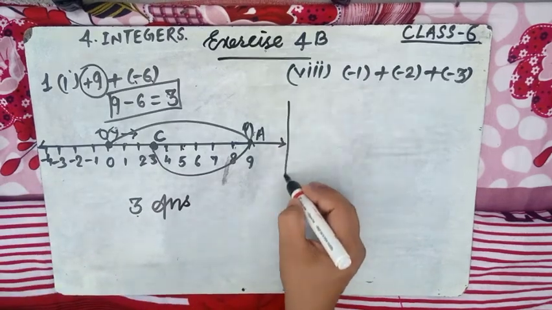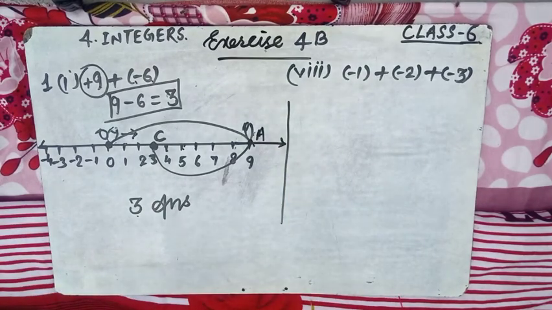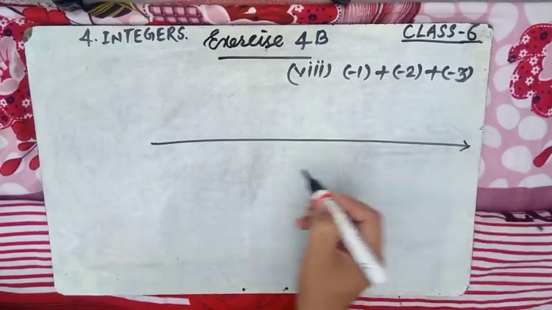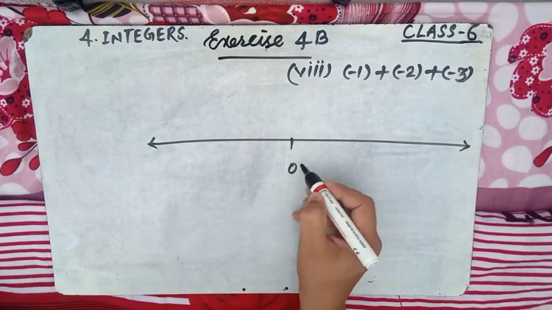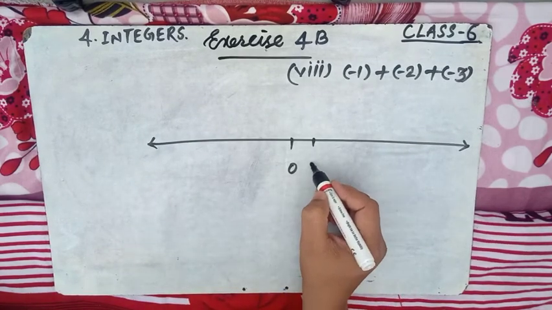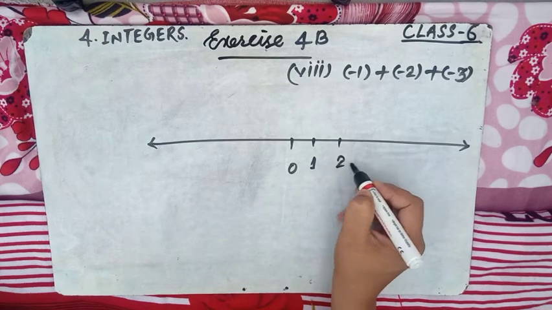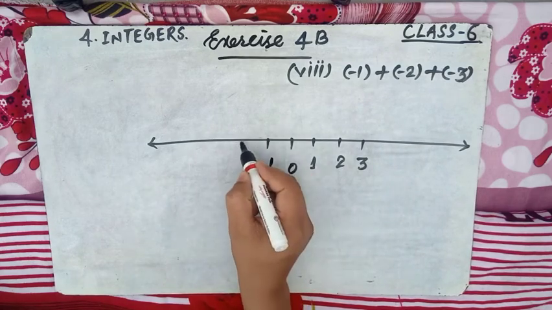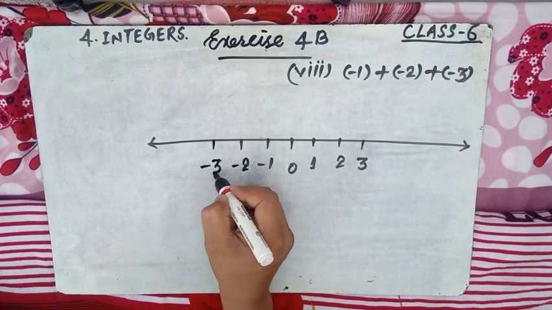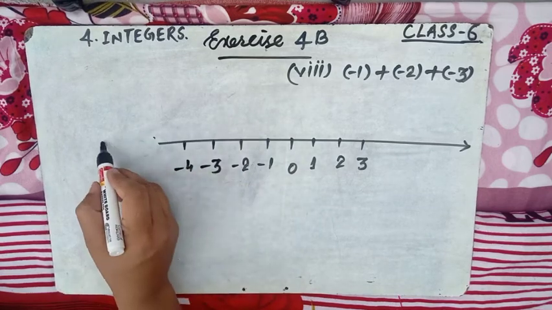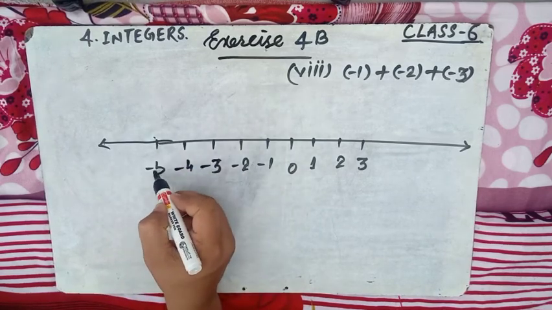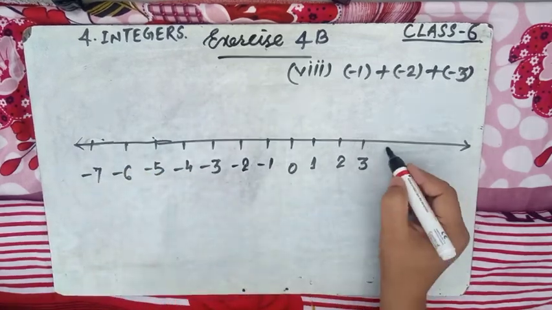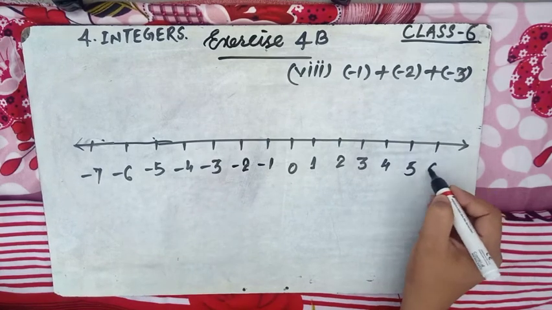Now see this question. Similarly we can do. Now friends, have a look. Question number 8. Draw the number line. Here is 0, right of 0 is the positive side: 1, 2, 3. On the left side are the negatives: -1, -2, -3, -4, -5, -6, -7, and so on.